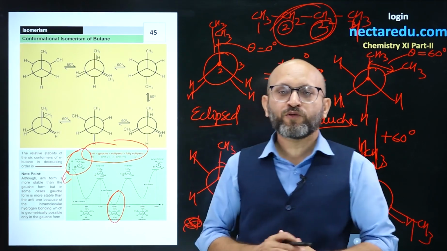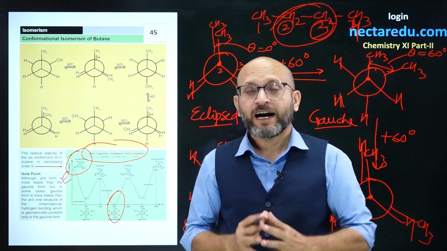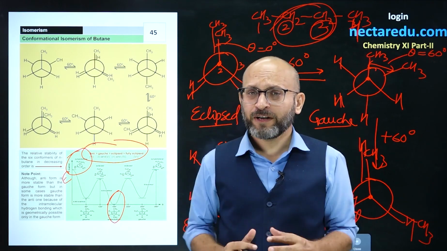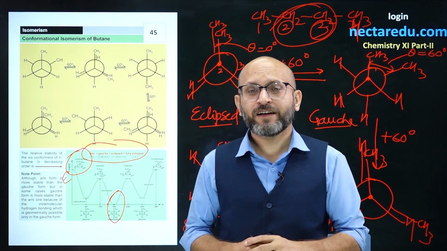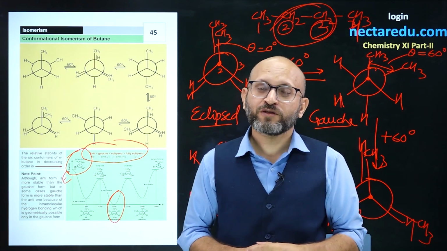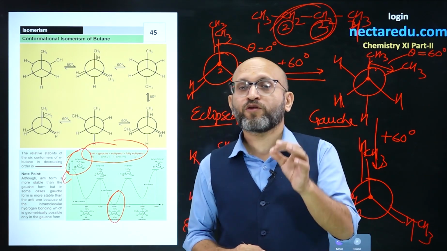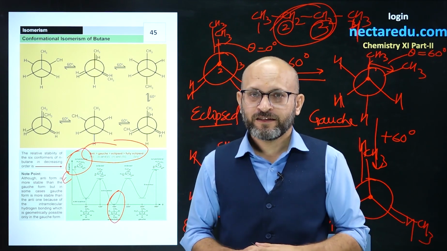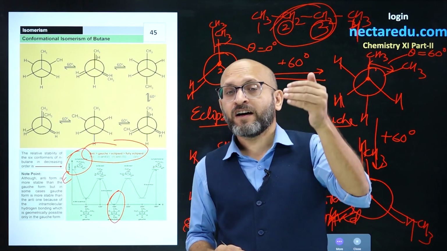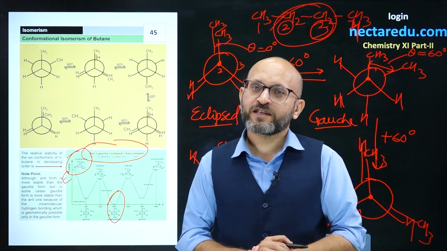Sometimes gauche becomes more stable than staggered. What are those cases? Those cases are where hydrogen bonding is there between groups. One such example is ethylene glycol, where OH and OH groups are present and they have intramolecular hydrogen bonding. So in ethylene glycol, gauche becomes more stable than anti or staggered. So gauche is more stable than anti when there is presence of intramolecular hydrogen bonding. Otherwise staggered or anti is more stable than gauche.